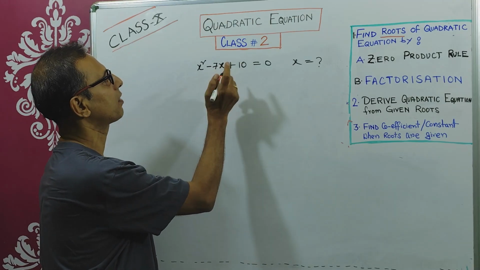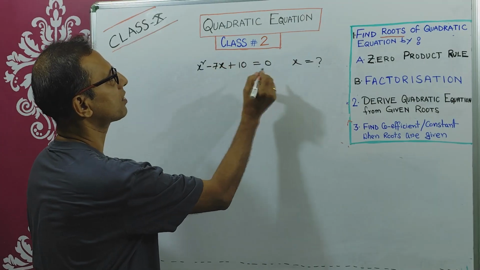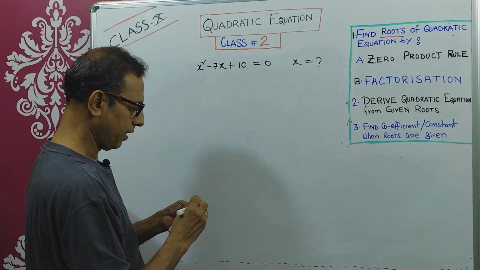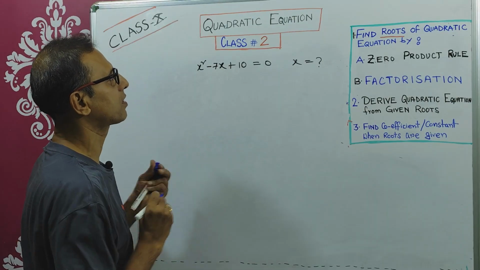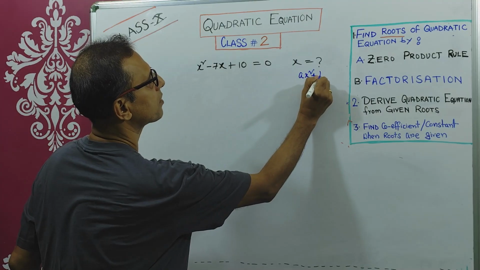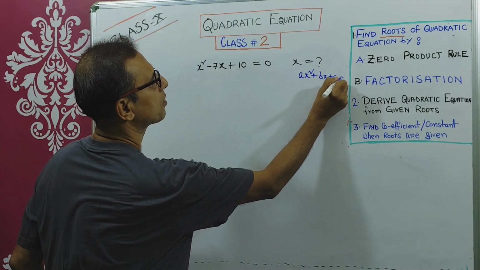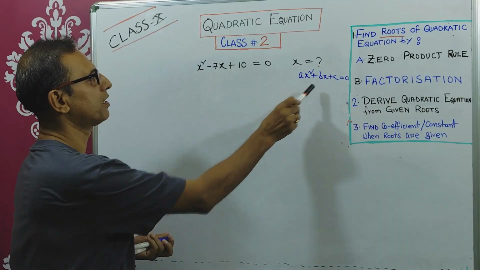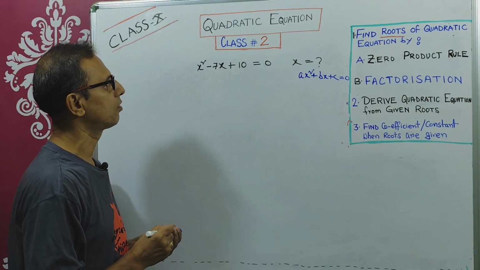This is the bx part. This is the standard form of a quadratic equation, that means it is in the form of ax square plus bx plus c equals to 0. This quadratic equation is in this form: x square plus bx plus c equals to 0.